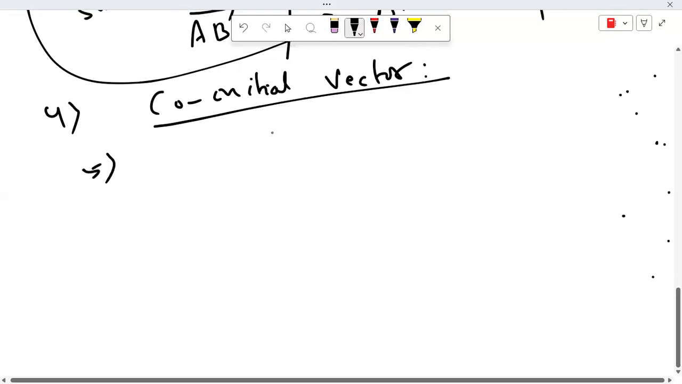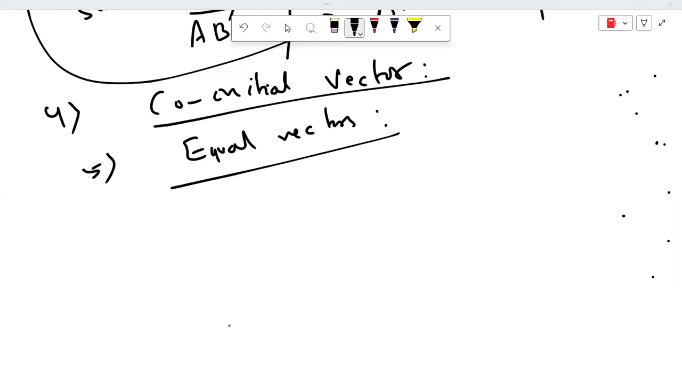Okay. Equal vectors. What are equal vectors? Vectors with same magnitude and direction. Yes. If two vectors have the same direction and magnitude, then they are called equal vectors.